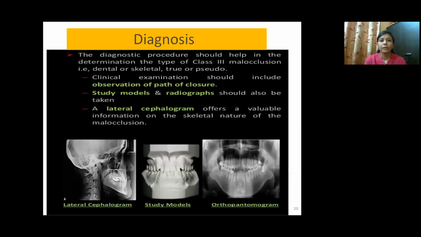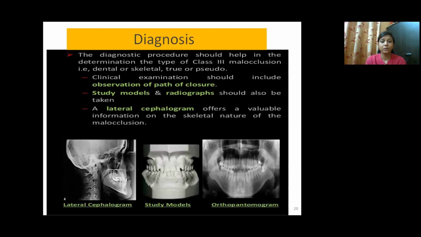Diagnosis. The diagnostic procedure should help in the determination of the type of class 3 malocclusion. That is, we have to classify whether it's dental or skeletal, whether it's a true or pseudo class 3 malocclusion. So all the essential diagnostic records must be taken, and study models and radiographs are a must. A lateral cephalogram offers valuable information on the skeletal nature of the malocclusion. It will tell whether the discrepancy lies in the maxilla or the mandible, and we can calculate how much discrepancy is present.